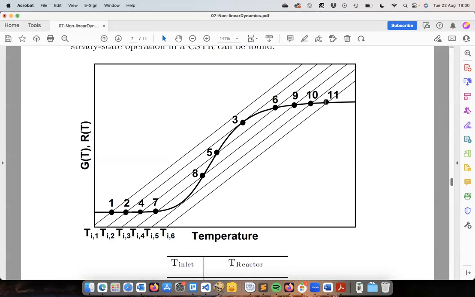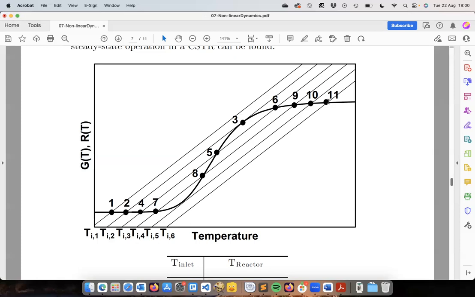And by the same token, if for whatever reason the temperature dropped in the reactor, then we can see the heat generated would tend to restore that; the heat generated would be more than the heat removed. And so the system would then rise in temperature back to this point. So this point is a stable, steady state, right?